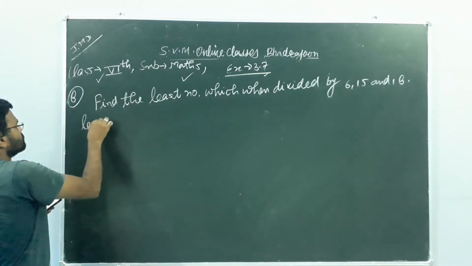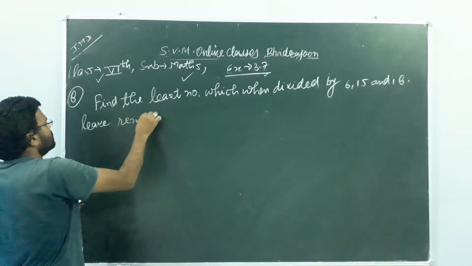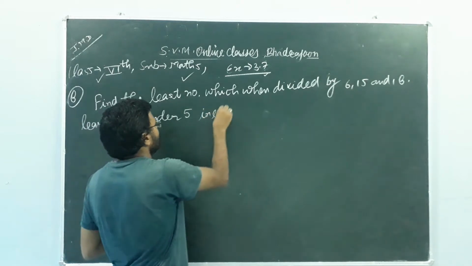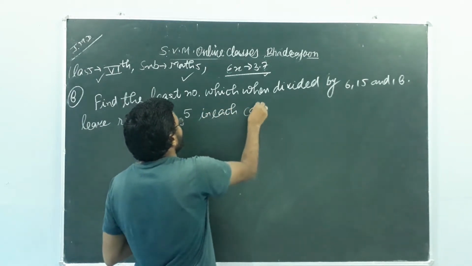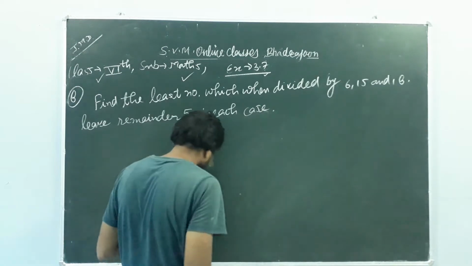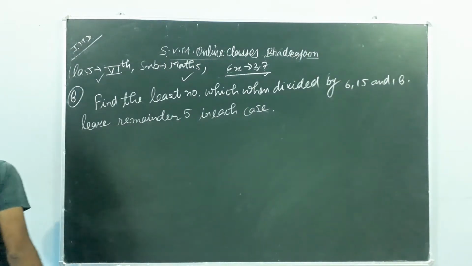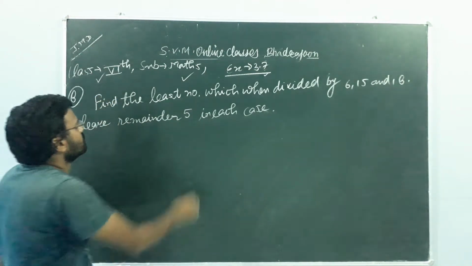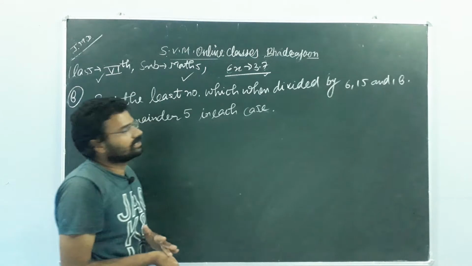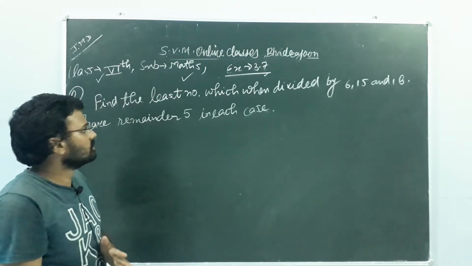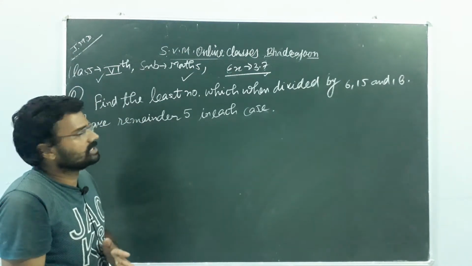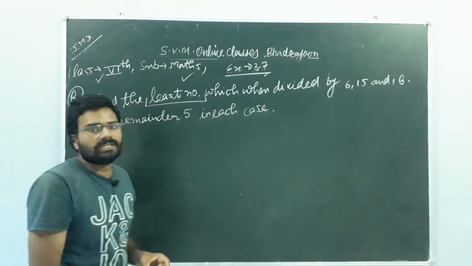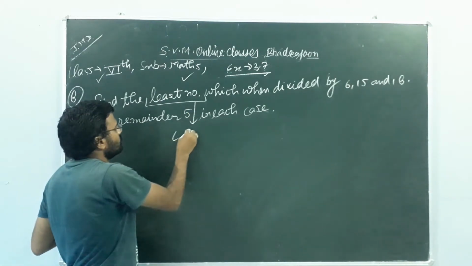So what we will do is find the least number which when divided by 6, 15 and 18 leave remainder 5 in each case. Okay, we are told about the least number, and the least number always indicates the LCM.